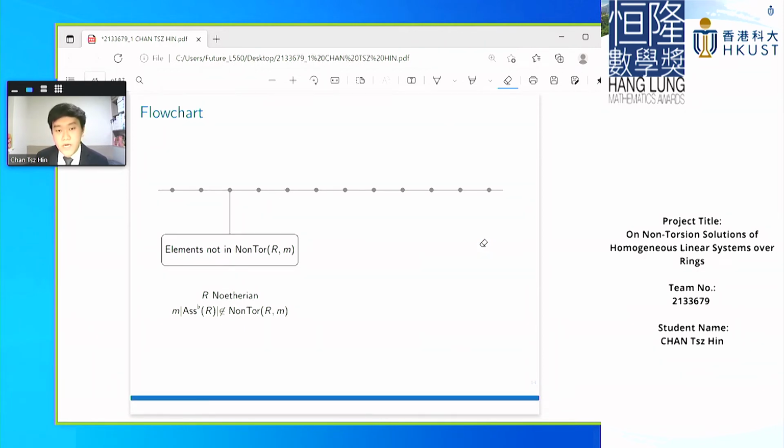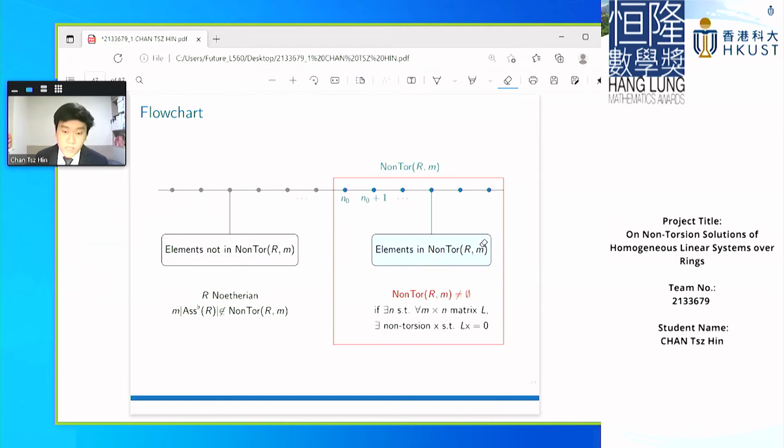Before we move on to the next, we noticed that from the previous results, some rings already have an empty set of non-torsion numbers. For example, these two rings. So instead of finding elements in the set of non-torsion numbers, we will instead focus on considering when the set of non-torsion numbers would be non-empty. That is, we'll try to find a sufficient and necessary condition for non-torsion numbers to exist.